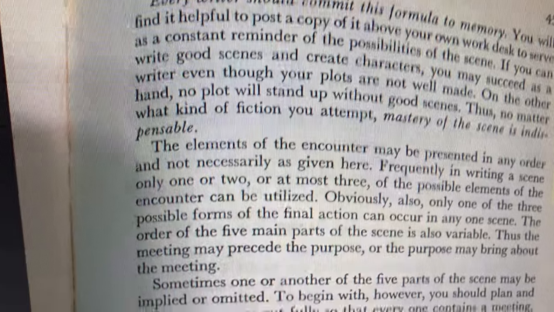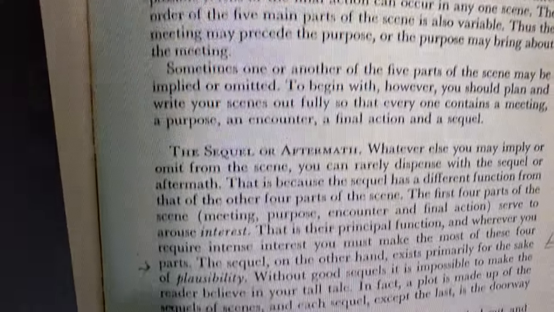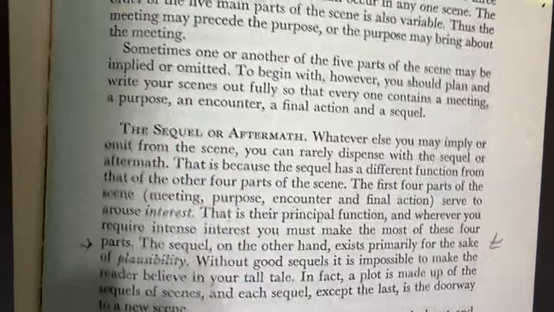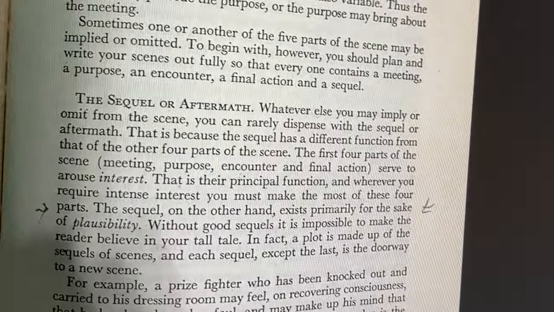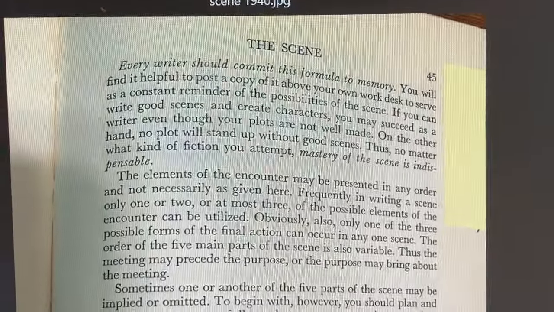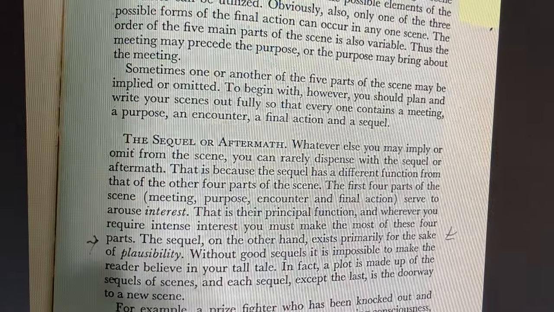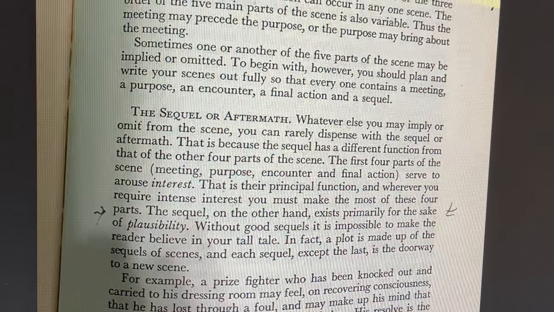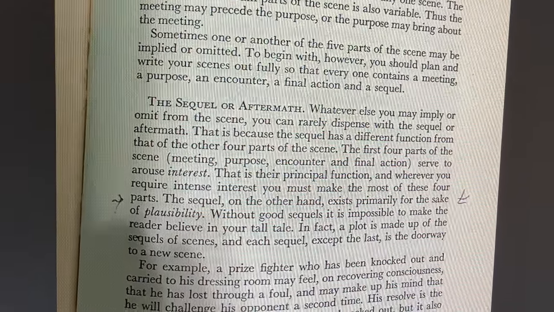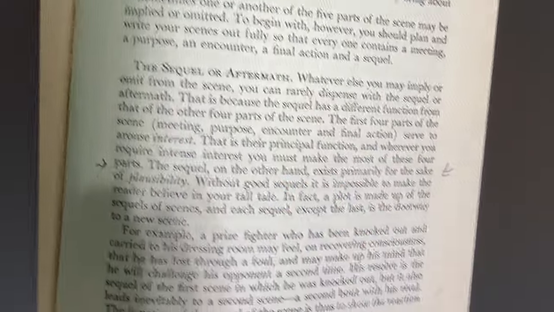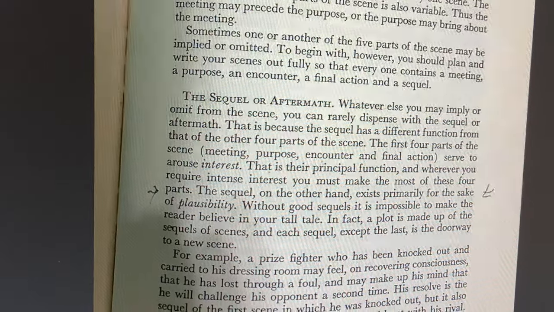Walter S. Campbell was a big proponent of the sequel. Whatever you may imply or omit from the scene, you can rarely dispense with the sequel. This is from Campbell's 1940 book. He says the sequel exists primarily for the sake of plausibility. Without good sequels, it is impossible to make the reader believe in your tall tale.